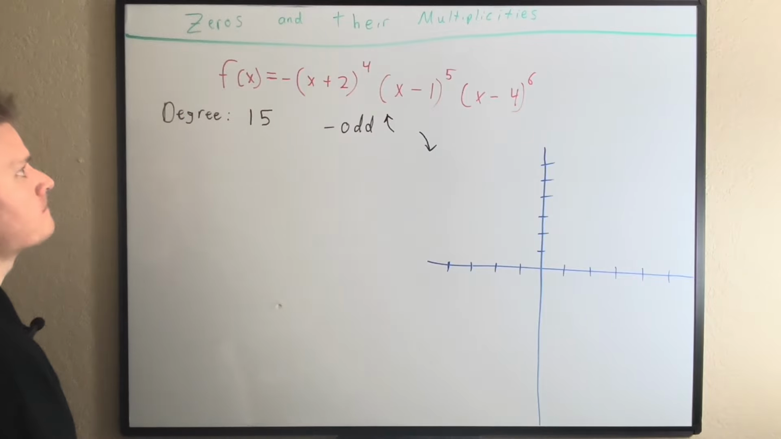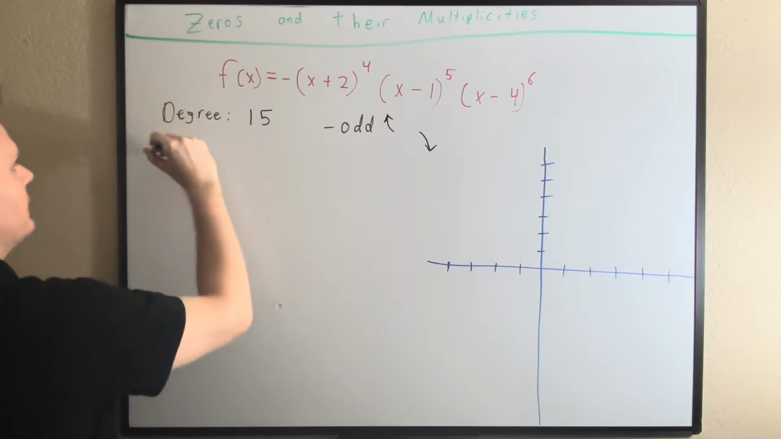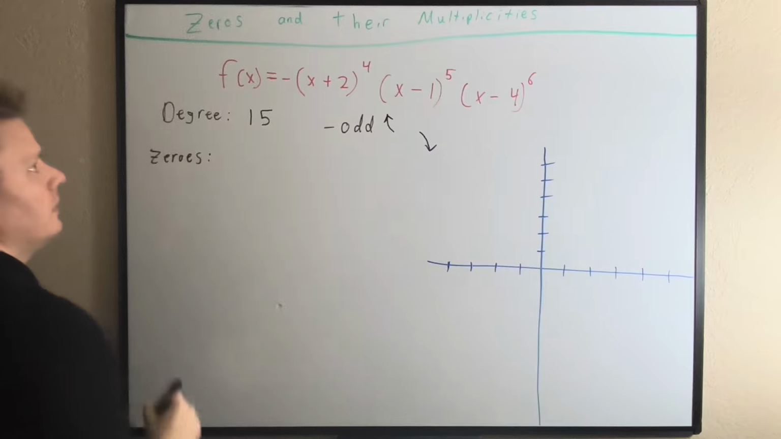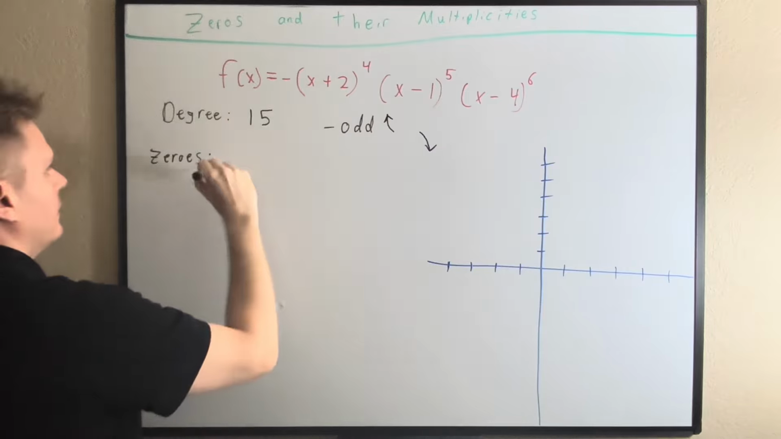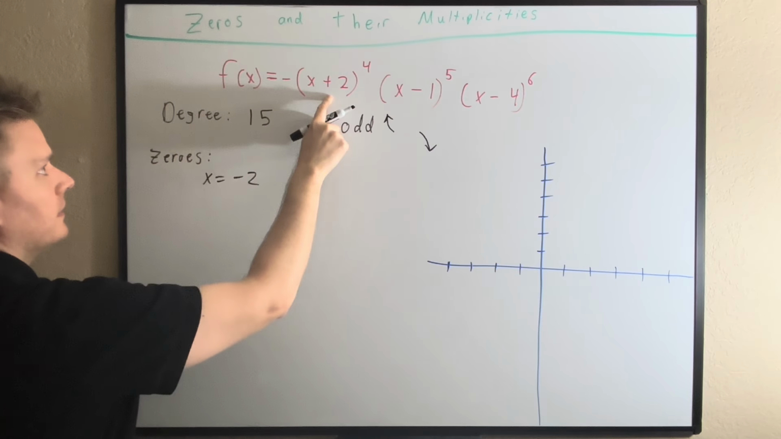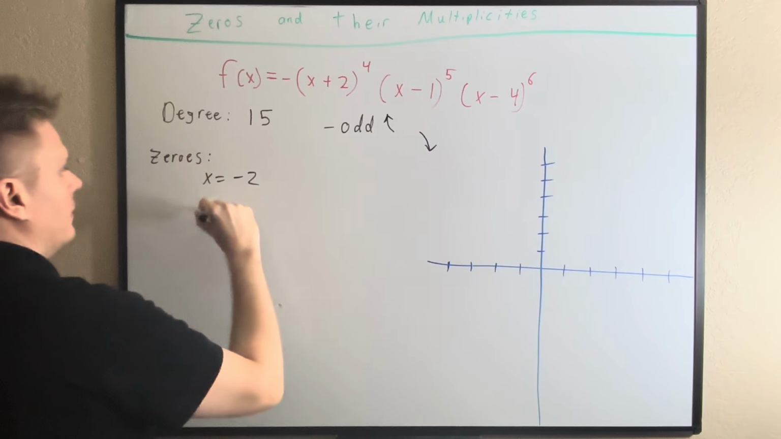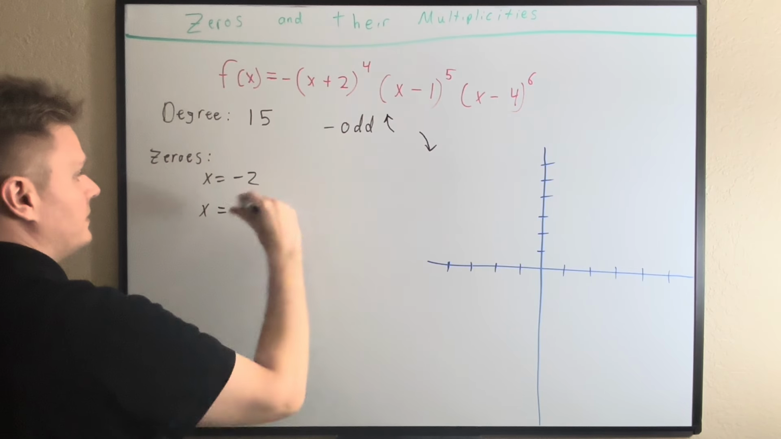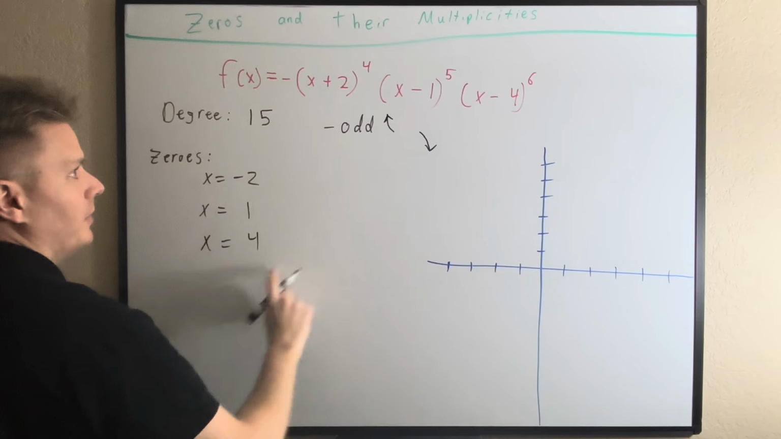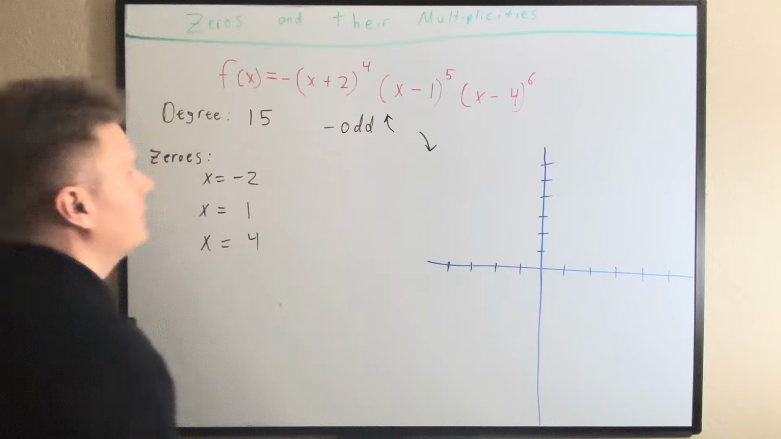Okay, now what? Well, now we list our zeros. You can do that pretty fast now, right? X equals -2, right? X plus 2 equals 0. X equals +1. Sensing a trend here, +4. It's kind of the opposite of what the factor is, right?